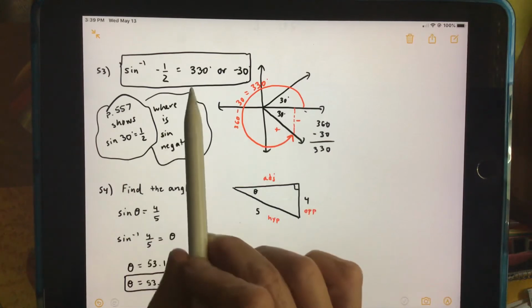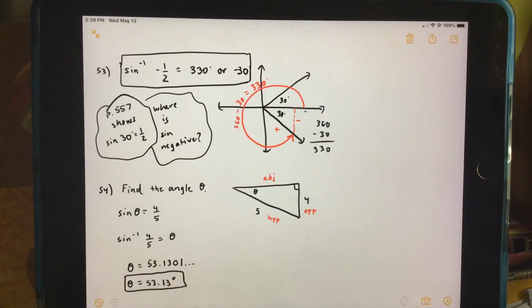So I can answer it either way, either positive 330 or negative 30 degrees.